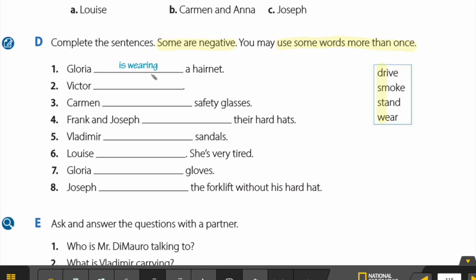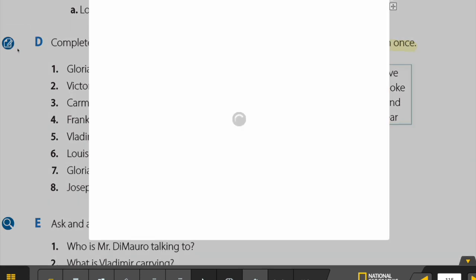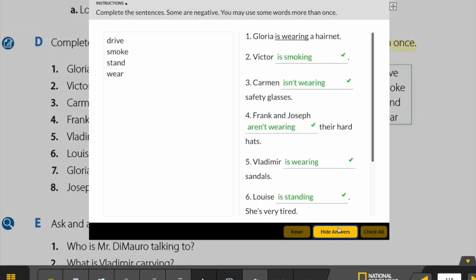For example, Gloria is wearing a hairnet. That's what they said. Now, what about Victor? What is Victor doing? So, Carmen. Okay, just complete that with the present continuous in affirmative or negative sentences. Pause the video, do the activity, and we'll see you back with the answers. Okay, so let's go and check the answers. Here they are.